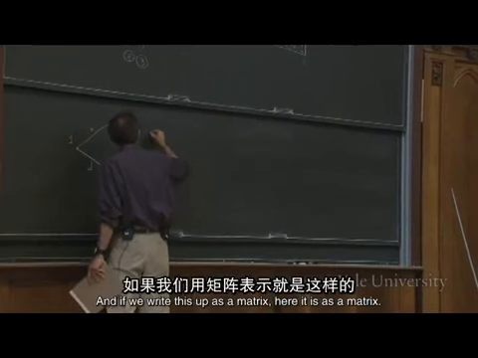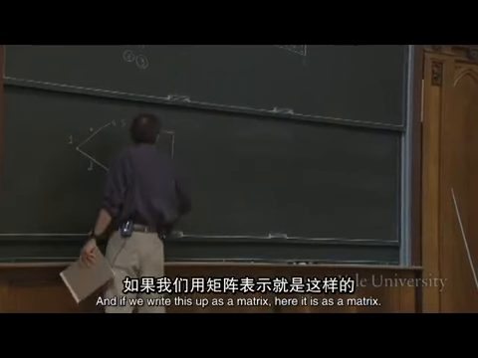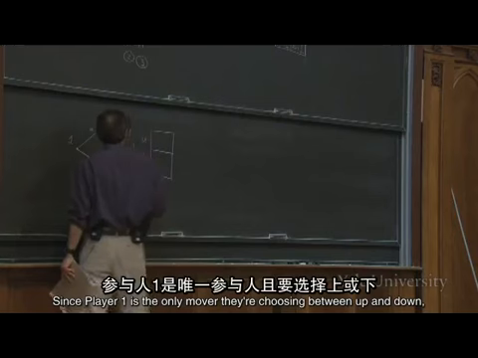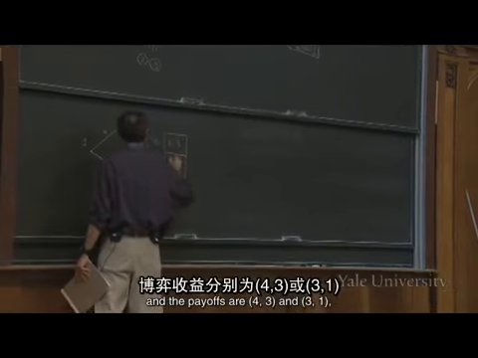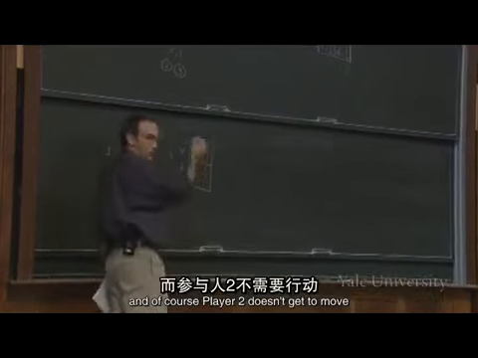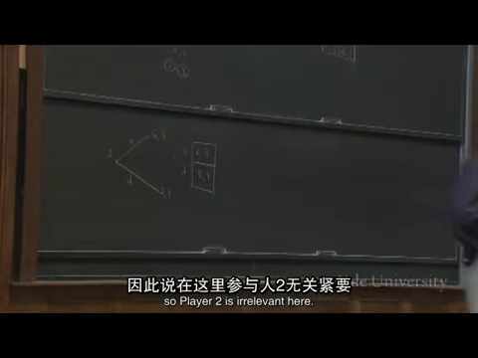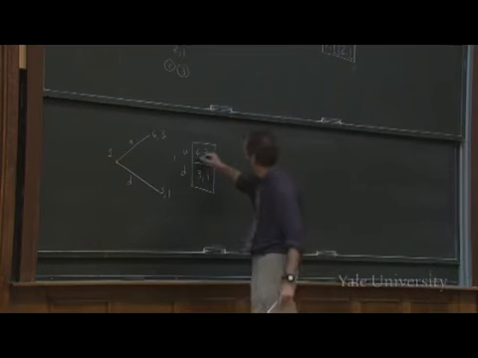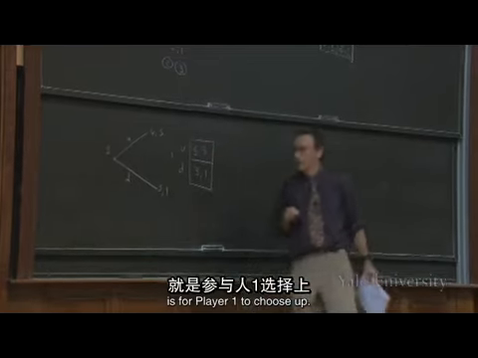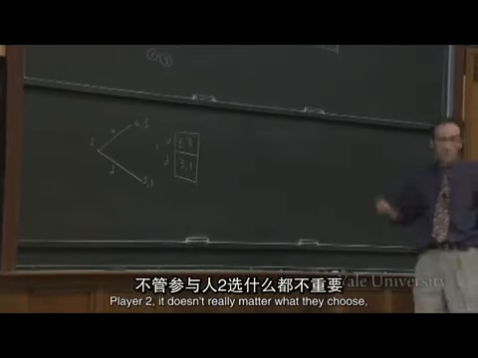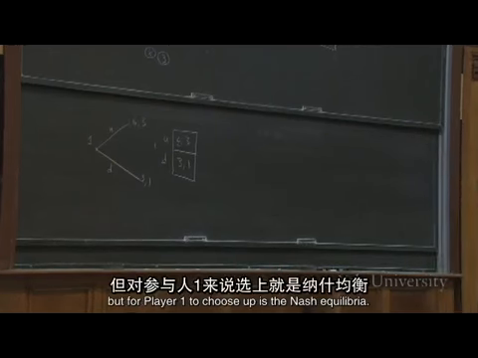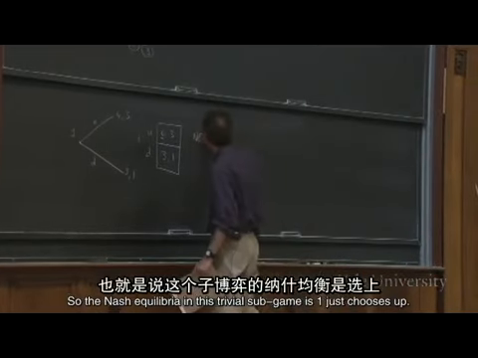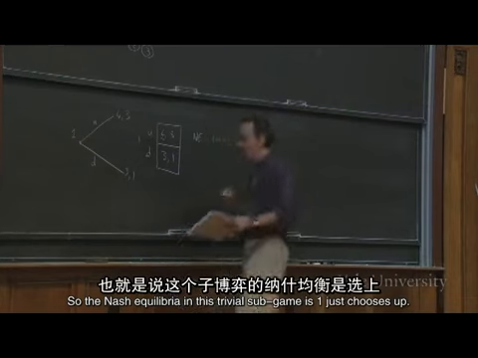And if we write this up as a matrix, here it is as a matrix. Player 1 is the only mover. They're choosing between up and down, and the payoffs are 4-3 and 3-1. And of course, player 2 doesn't get to move, so player 2 is irrelevant here. And clearly, the only Nash equilibrium in this game is for player 1 to choose up. Player 2 doesn't really matter what they choose. There's nothing they can do about it anyway. But for player 1 to choose up is the Nash equilibrium. So the Nash equilibrium in this trivial subgame is 1 just chooses up.